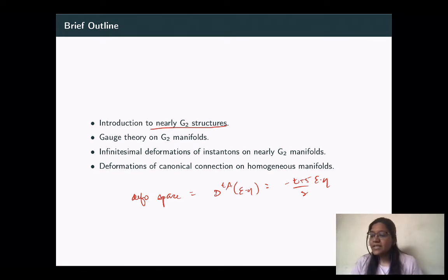So we saw all of this, and today we will be focusing on applying this theory that we have developed to a known example of instanton on nearly G2 manifolds. We'll be focusing on homogeneous nearly G2 manifolds, and on these we have a characteristic connection, the characteristic homogeneous connection, and that connection is the same as the canonical connection that we discussed in the previous lectures for nearly G2 manifolds, and thus it's an instanton. And we can talk about the deformations of that particular instanton.